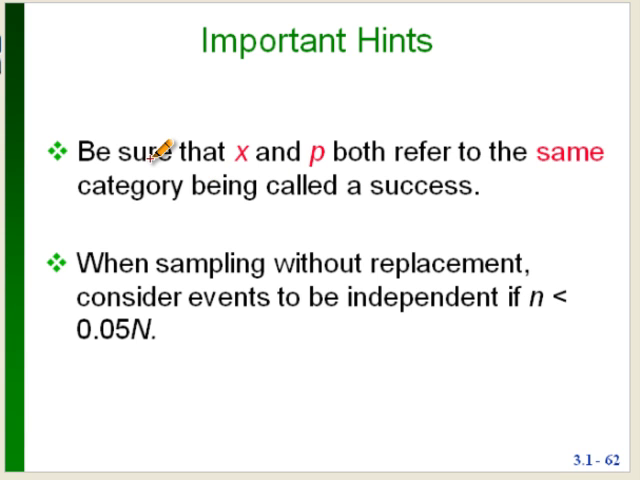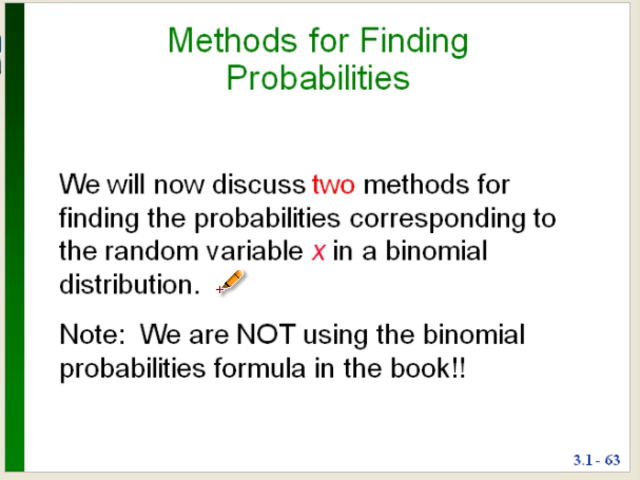A couple of hints for doing binomial distributions and probabilities. Make sure that the X, which is the number of successes, and the P, which is the probability of success in one trial, both refer to the same category. If you only have two categories, make sure that they're both referring to the same one. And it is possible to sample without replacement if you have enough values in your population. So, for example, if we're sampling out of the whole United States, we're not going to worry about sampling with replacement because the difference is too small to worry about.